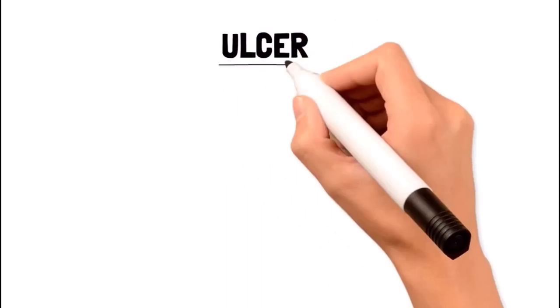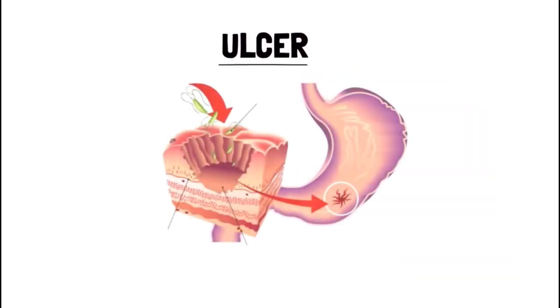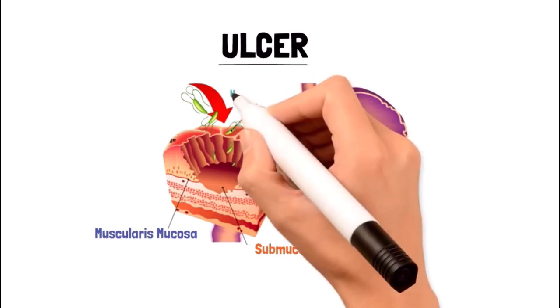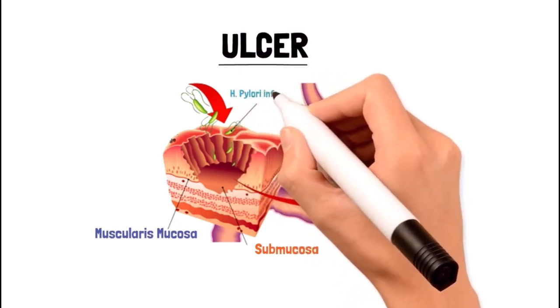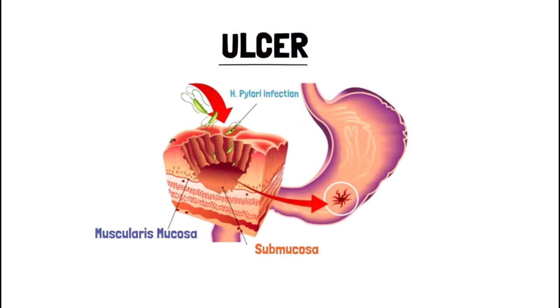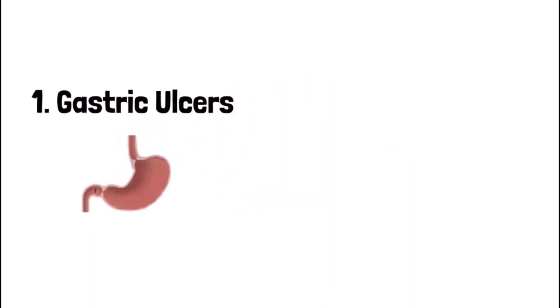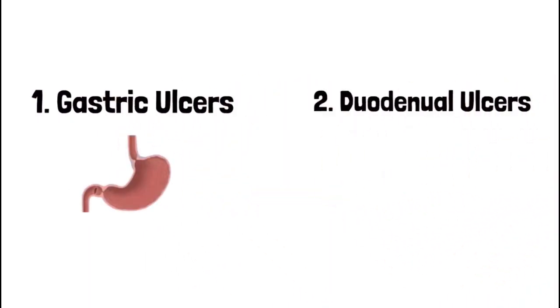What is an ulcer? An ulcer is a wound which penetrates through the layers of the stomach through the muscularis into the submucosa. An ulcer develops usually over a background of chronic gastritis, for example, due to an H. pylori infection. A long-term infection will result in ulcers. So there are two types of ulcers: gastric ulcers, which occur in the stomach, and duodenal ulcers, which occur in the duodenum. Right. So before we discuss the pathogenesis of ulcers by H.